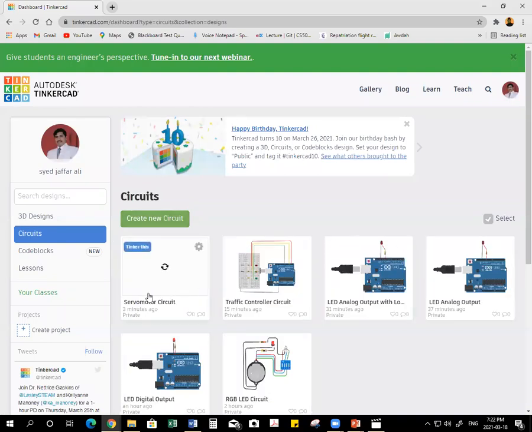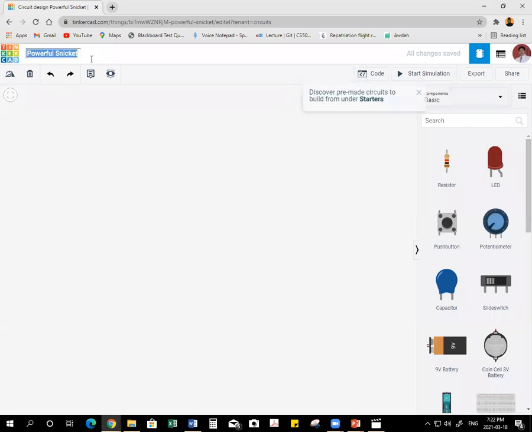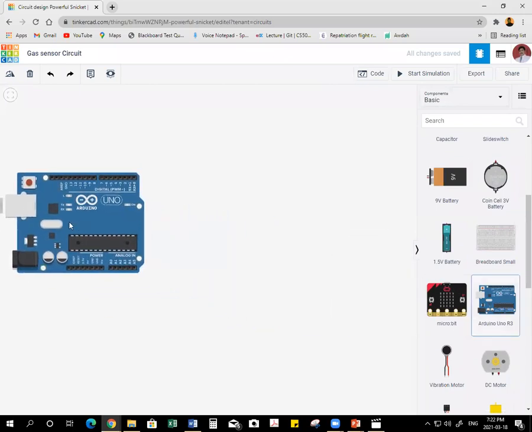Okay, see, the servo circuit already came. Now create new. We already finished this servo. Now come to the gas sensor circuit. I will change this. Okay, it's ready now. Now go to the Arduino. I'll take this Arduino and I'll keep it here.